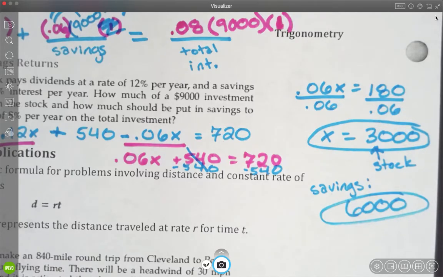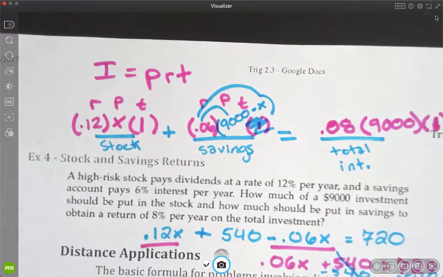Now, if we would have done what Liddell said, and instead of putting the X in stock, we put the X in savings and then 9,000 minus X here, what would we have gotten as an answer? We would have gotten 6,000 to start with, and then 3,000 would have been our second answer, but it still would have been 6,000 savings, 3,000 stock. Does that make sense? Okay.